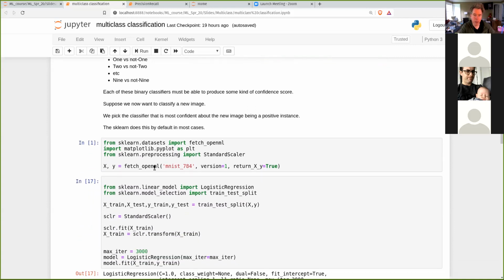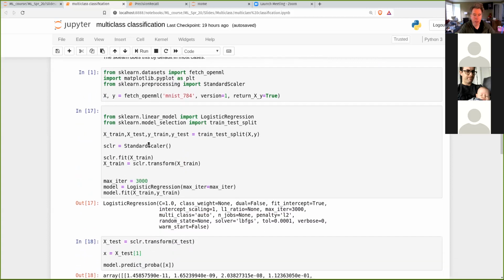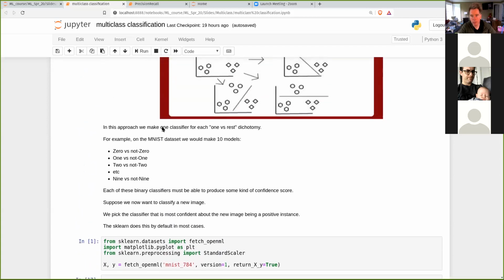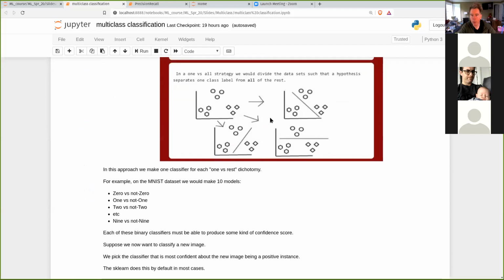Okay, so here's... Is there, sorry, is there a limit to the number of classifiers you can have for something like that? One versus all? No, but there's a cost. Also, every one of these has to be trained on the full data set.